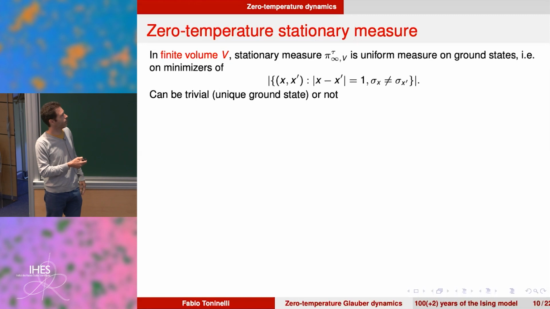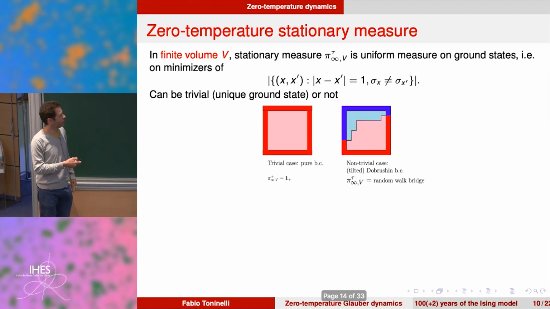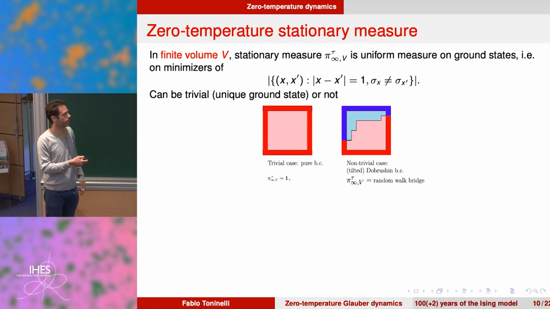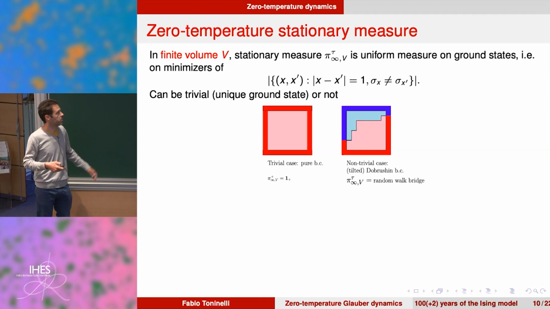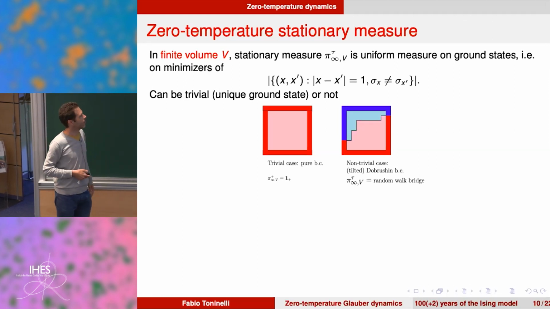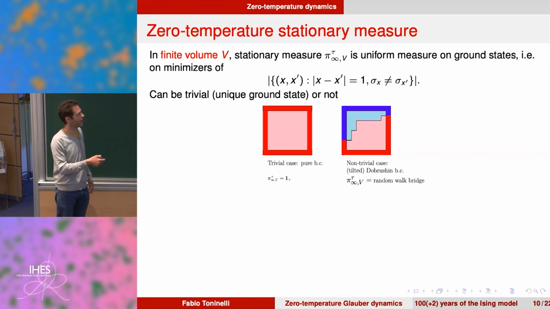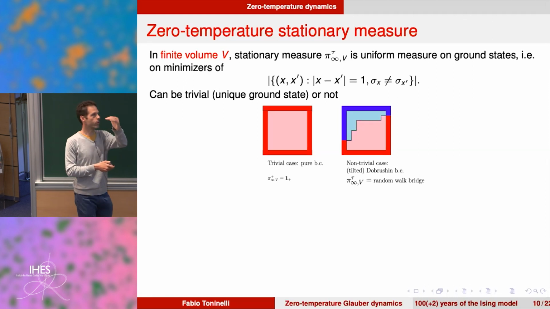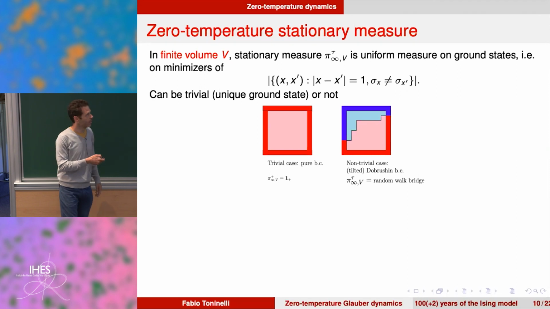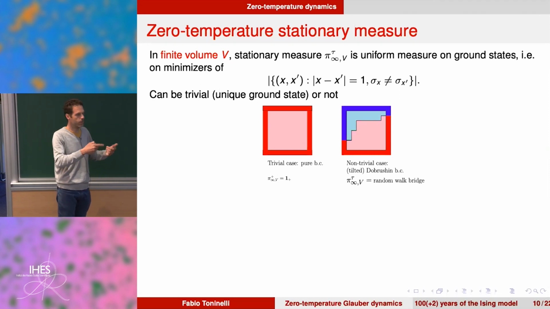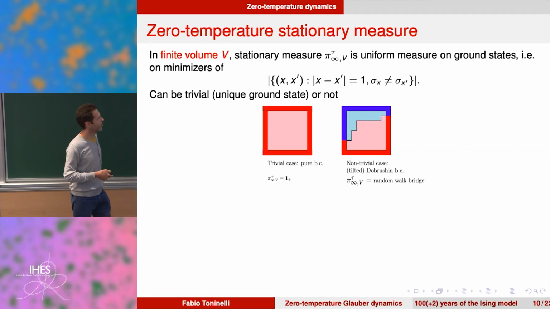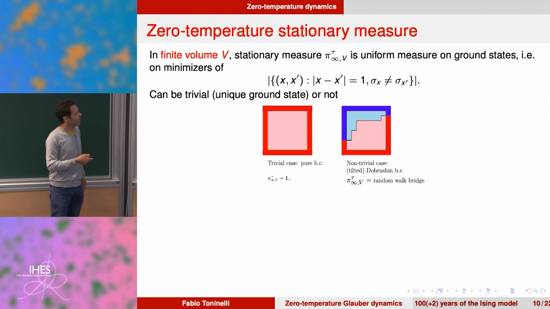So this uniform measure can be either trivial or not. For instance, if you have plus boundary conditions, then obviously the only ground state is all plus. So in that case, the equilibrium is totally trivial. It's a Dirac mass. But it can be non-trivial. If you look at Dobrushin-type boundary conditions, like here, tilted, it is important. You have plus on one side and minus on the other side, but it's tilted this way. Then all the configurations which are plus and minus like this, with this monotone path separating them, are all ground states. There is a huge degeneracy. It's of order e to the L, exponentially in L, number of configurations. They are all equiprobable, and so it is already non-trivial.